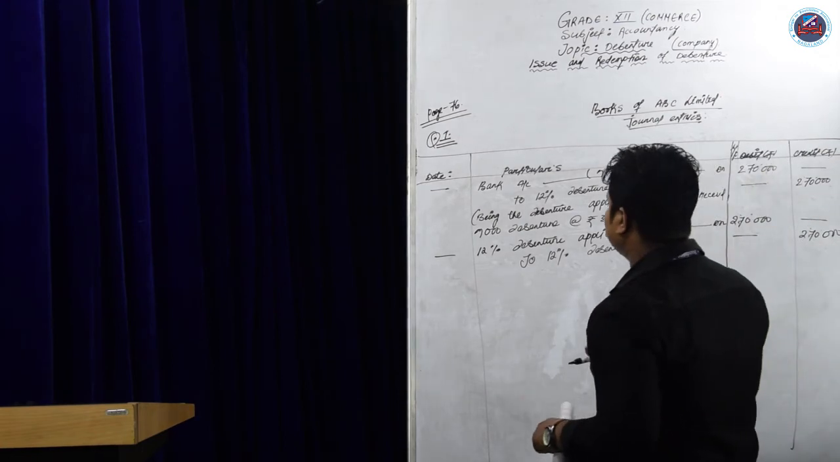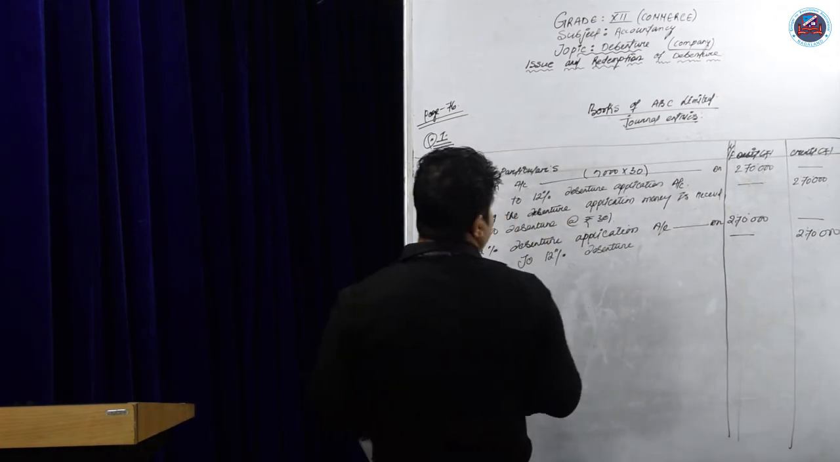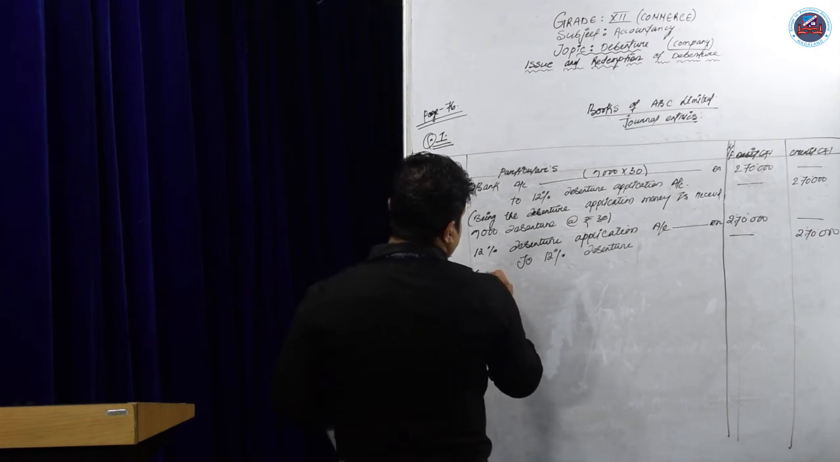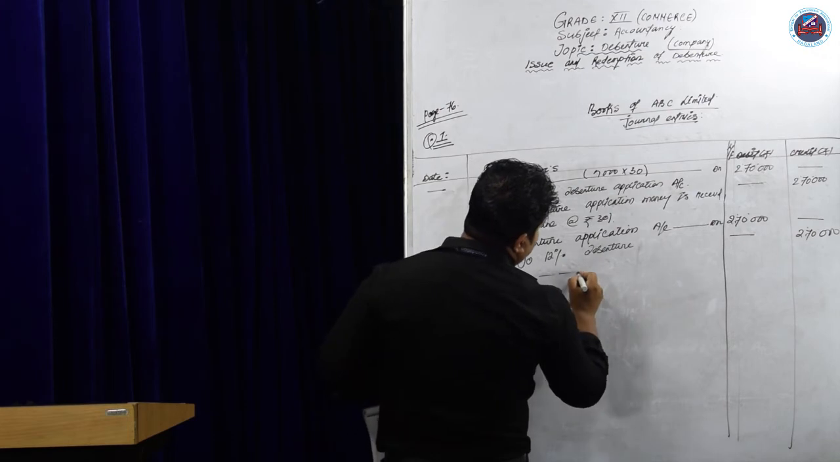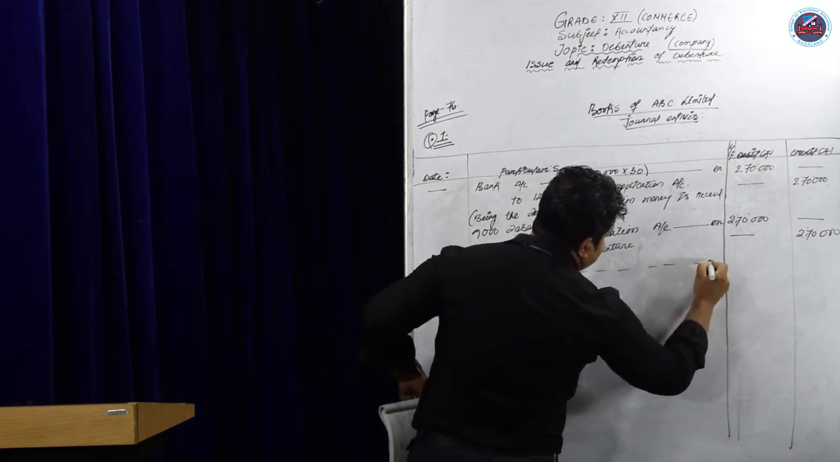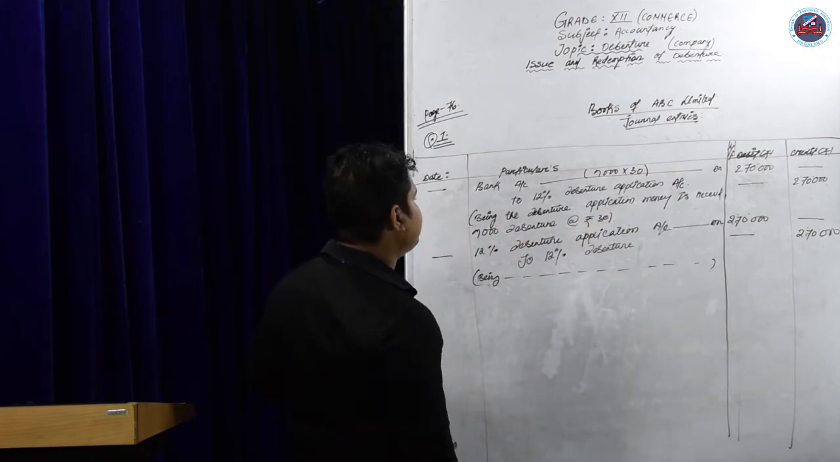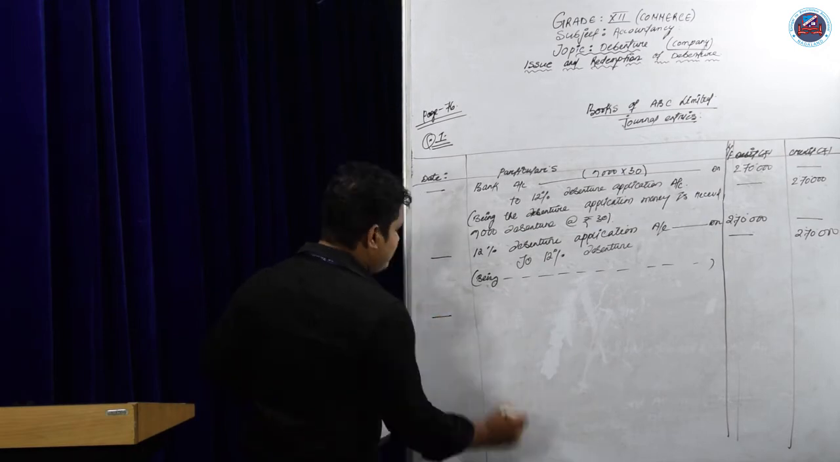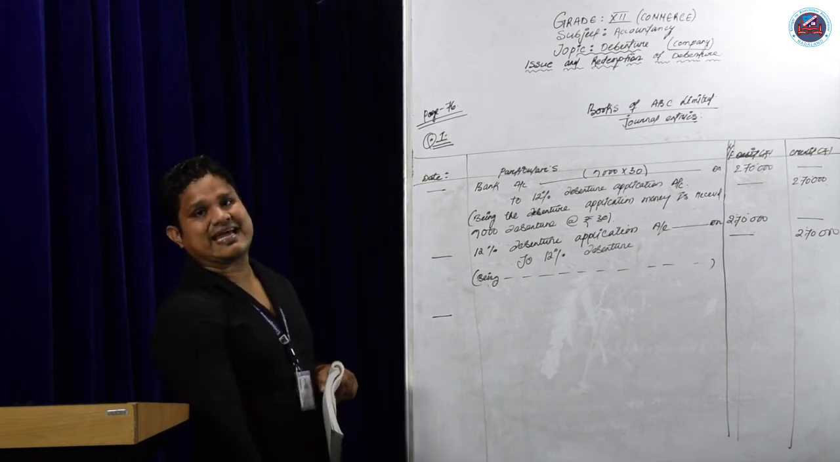The narration is, being the debenture application money transferred to debenture account. I will not mention the narration here. Do the narration part by yourself. Now for the allotment entry, that is the second installment.